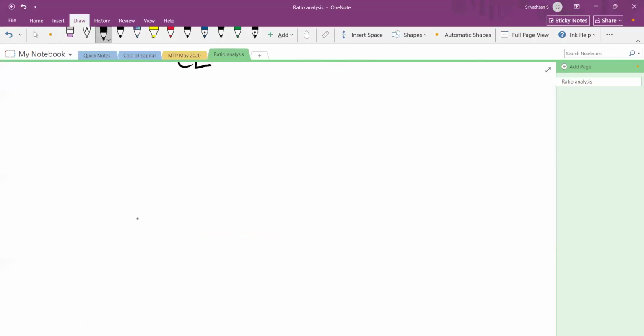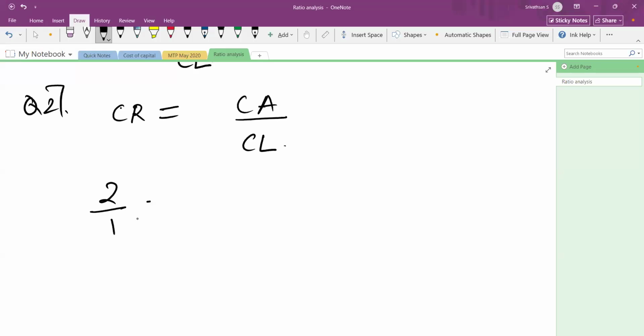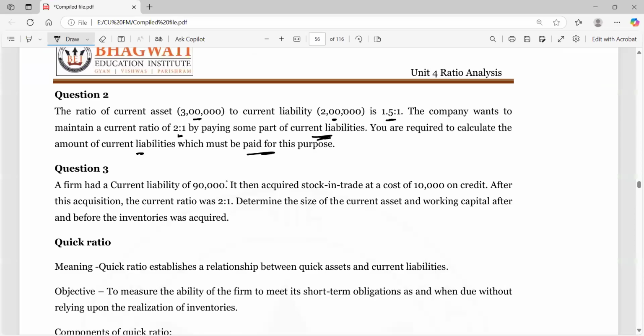1 lakh. So question number 2, I'll solve it quickly. Current ratio is equal to current asset by current liability. Now what is the desired current ratio for the company? It is 2 is to 1, is equal to, what is the existing current asset? It is 3 lakh rupees.